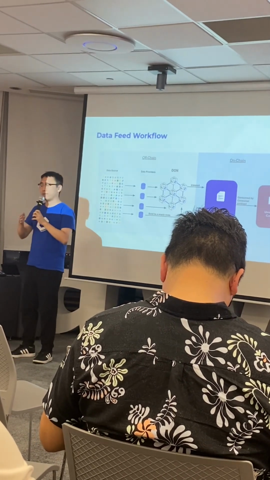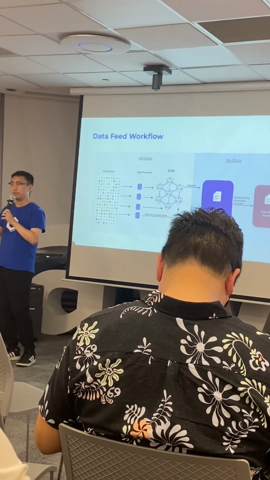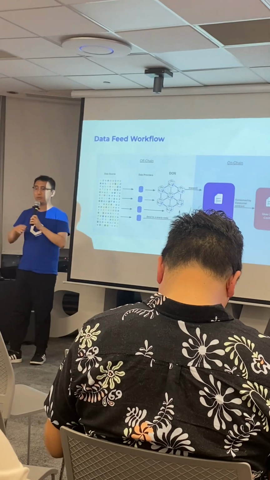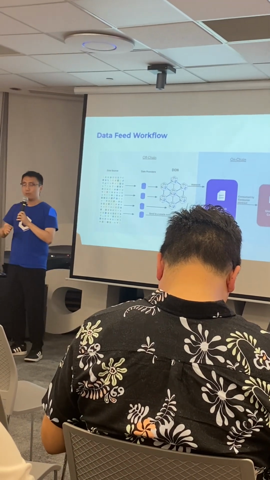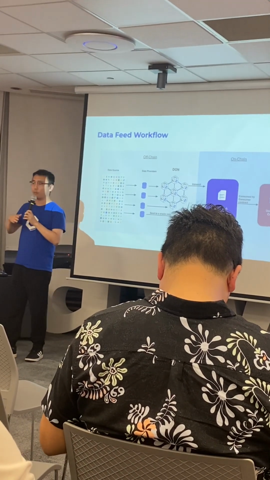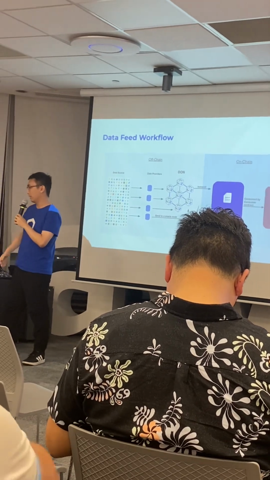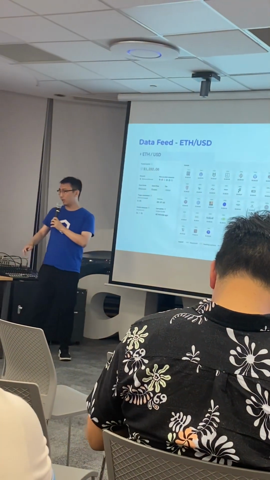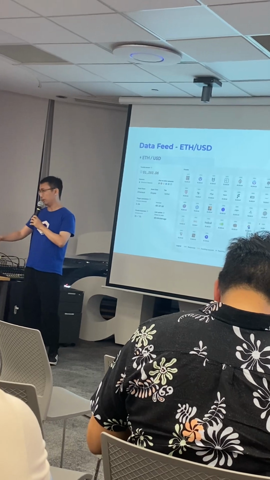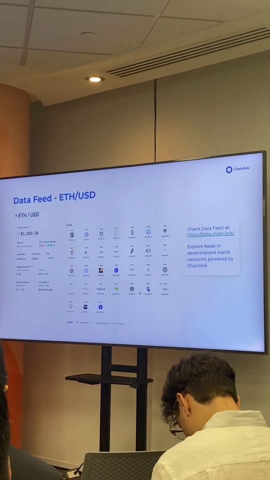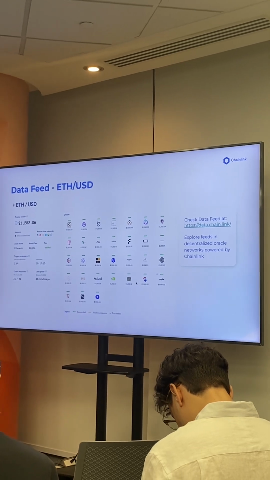And if everything is fine, the data will be written into the smart contract and it can be used by the developer, by the user smart contract, or we can call it a consumer smart contract. Okay, so here is our app for the data feed. As you can see here, we have a different node running for the different asset pair.